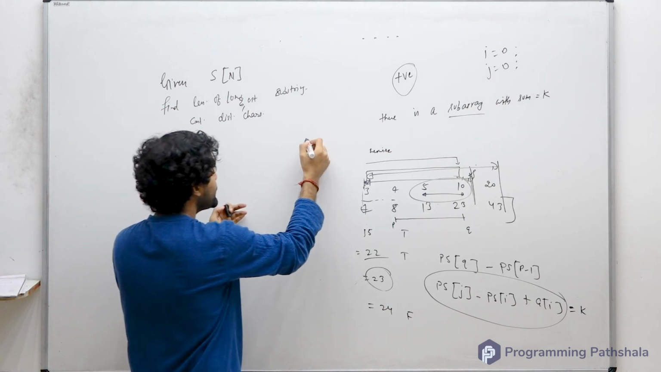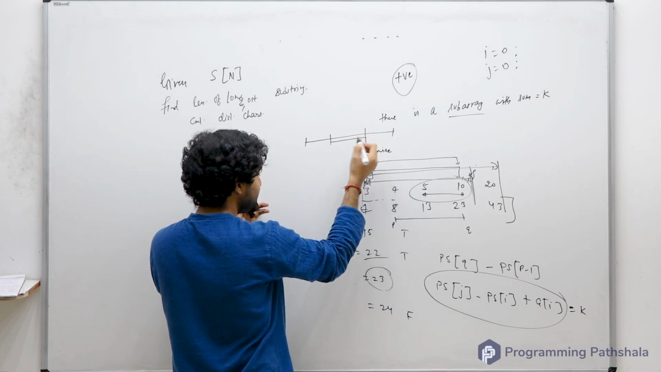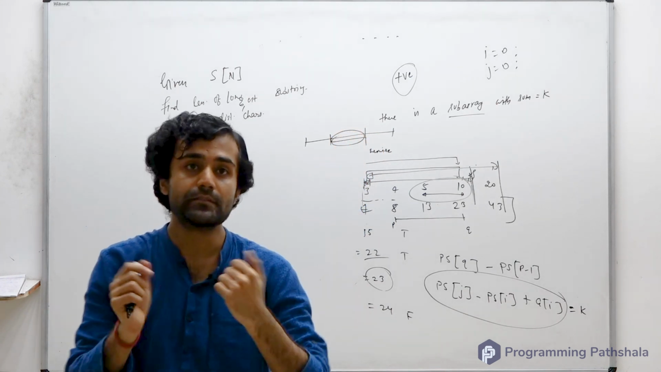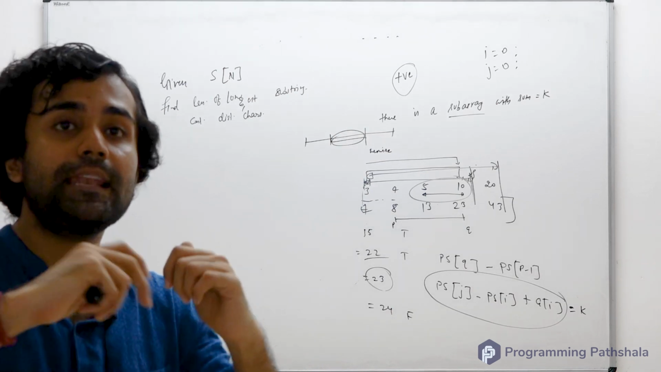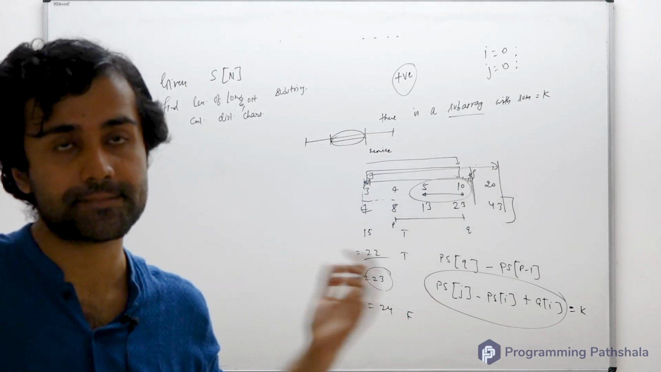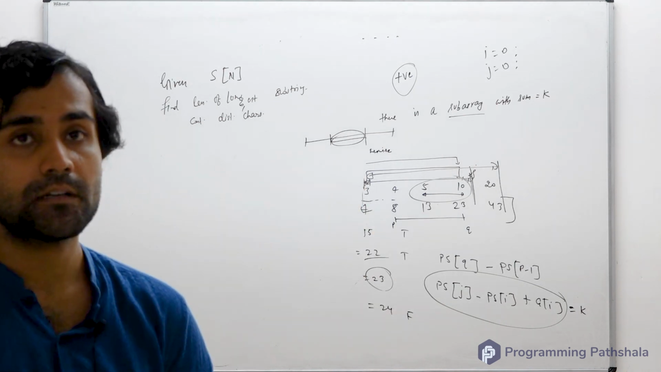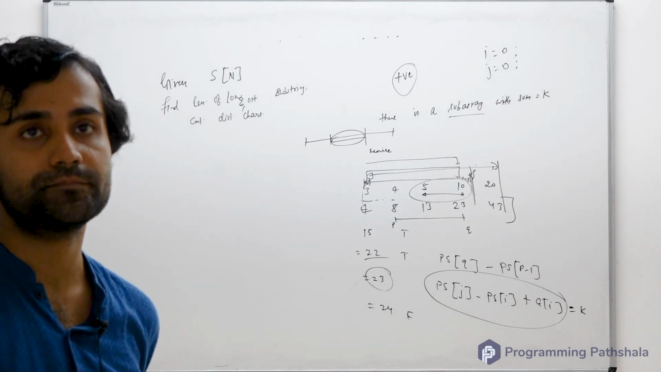So if let's say there is a string from here to here, then you have to find a substring of longest length such that all the characters within it are distinct. There is not even a single instance of repetition. You have to simply tell me the length of the longest substring in which all the letters are different from each other.